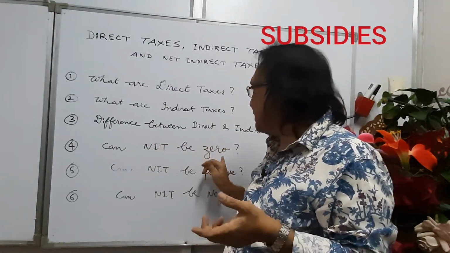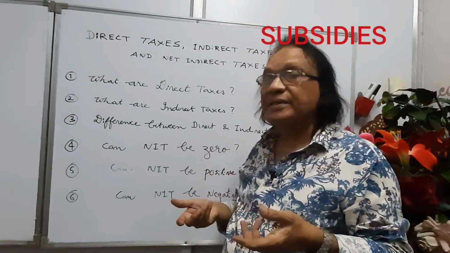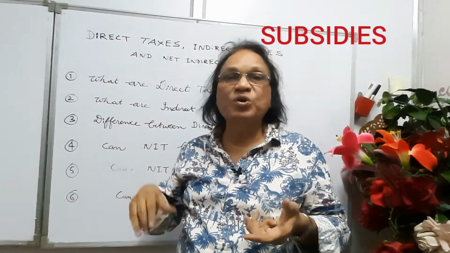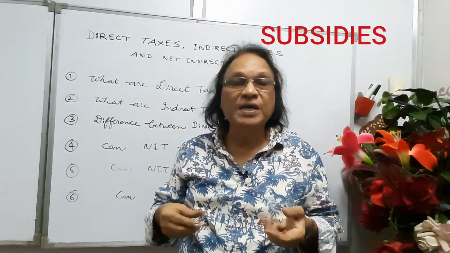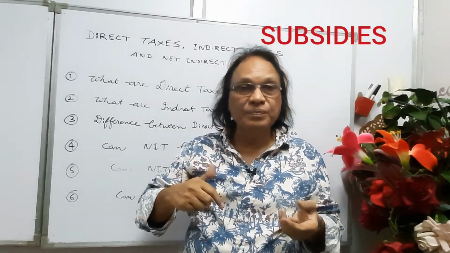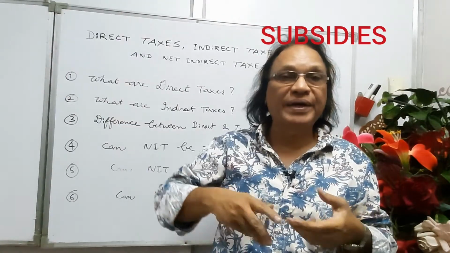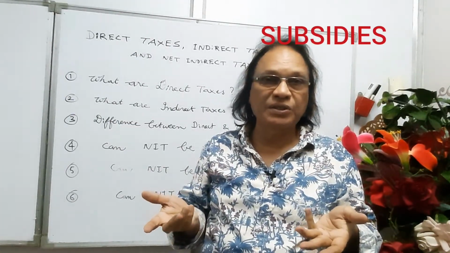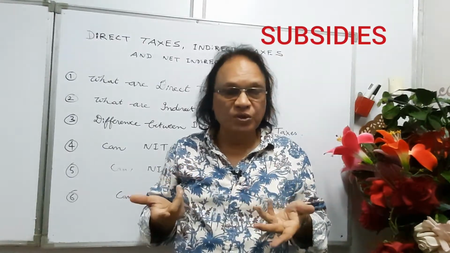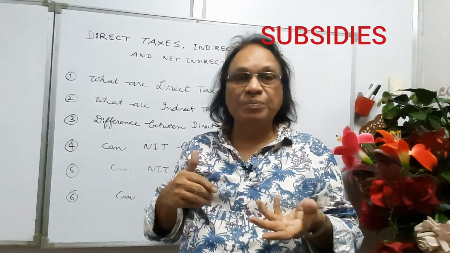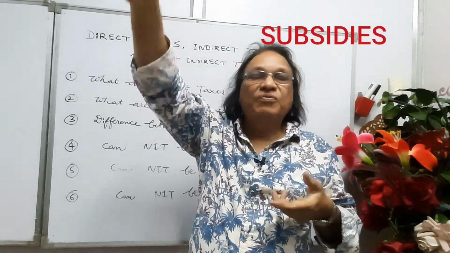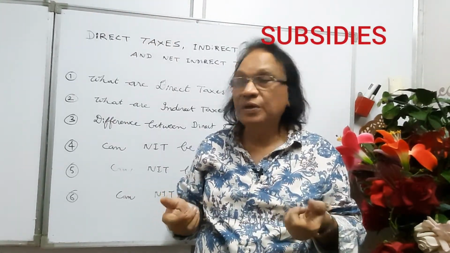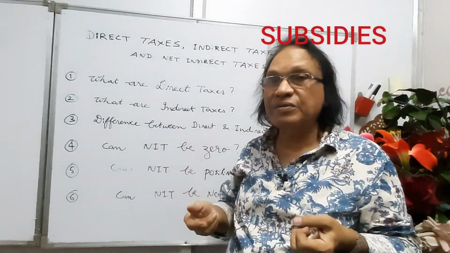Then you have what is NIT, net indirect taxes? NIT is the difference between indirect taxes and subsidies. So we can add one more question here. What are subsidies? Subsidies are grants given to the households or enterprises. Subsidies always reduce the price of the commodities. Subsidies are given to exporters to promote exports, or subsidies are given to firms to develop some underdeveloped regions. Subsidies are given to farmers. So subsidies always reduce the price of the commodity.